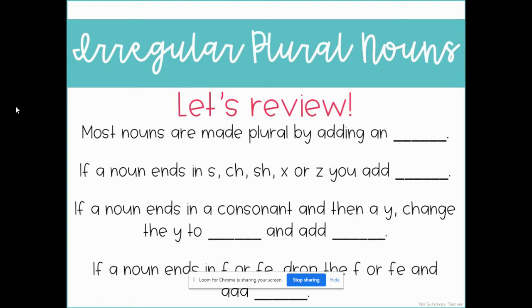So most nouns are made plural by adding an, what is it, guys? Adding an S. If a noun ends in the letters S, CH, SH, X, or Z, you add ES. If a noun ends in a consonant and then a Y, you change the Y to an I and you add ES. And then the last one, if a noun ends in F or FE, we drop the F or FE and we add VES. So that's just a review from last week. You can simply turn in your notebook and you'll see all of those things right there because we wrote those last week. All right. Let's go to the next one.